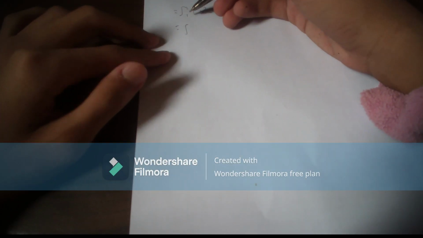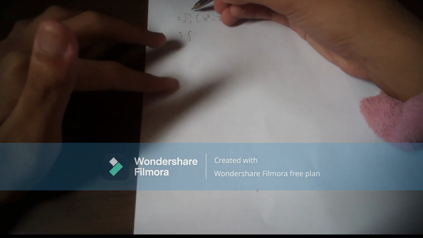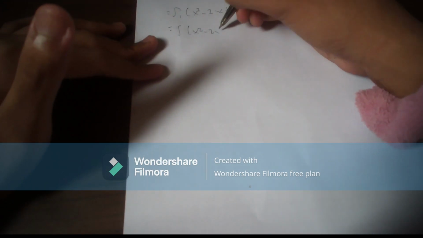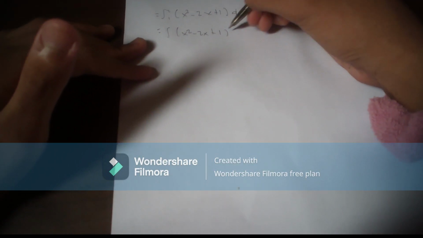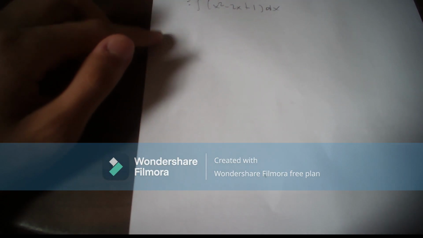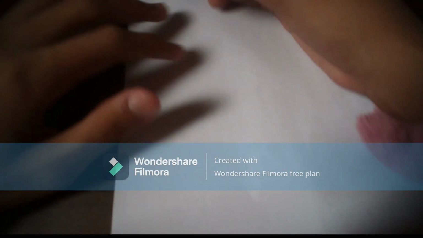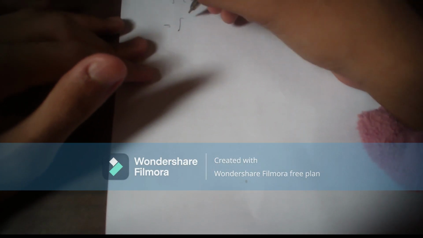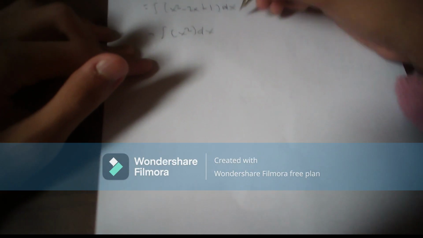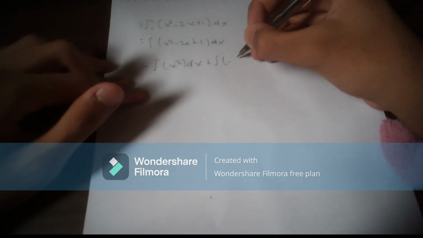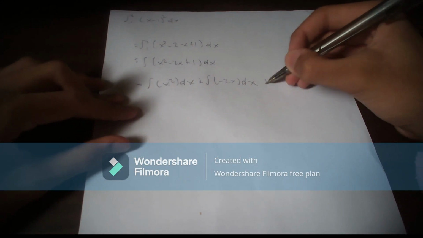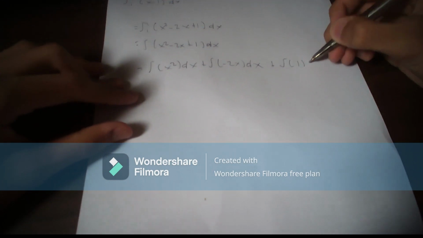We move the upper and lower limits aside: x squared minus 2x plus 1 dx. And after we evaluate the indefinite integral, now we integrate it term by term. So what's the integration of x squared dx, plus the integration of minus 2x dx, plus the integration of 1 dx.